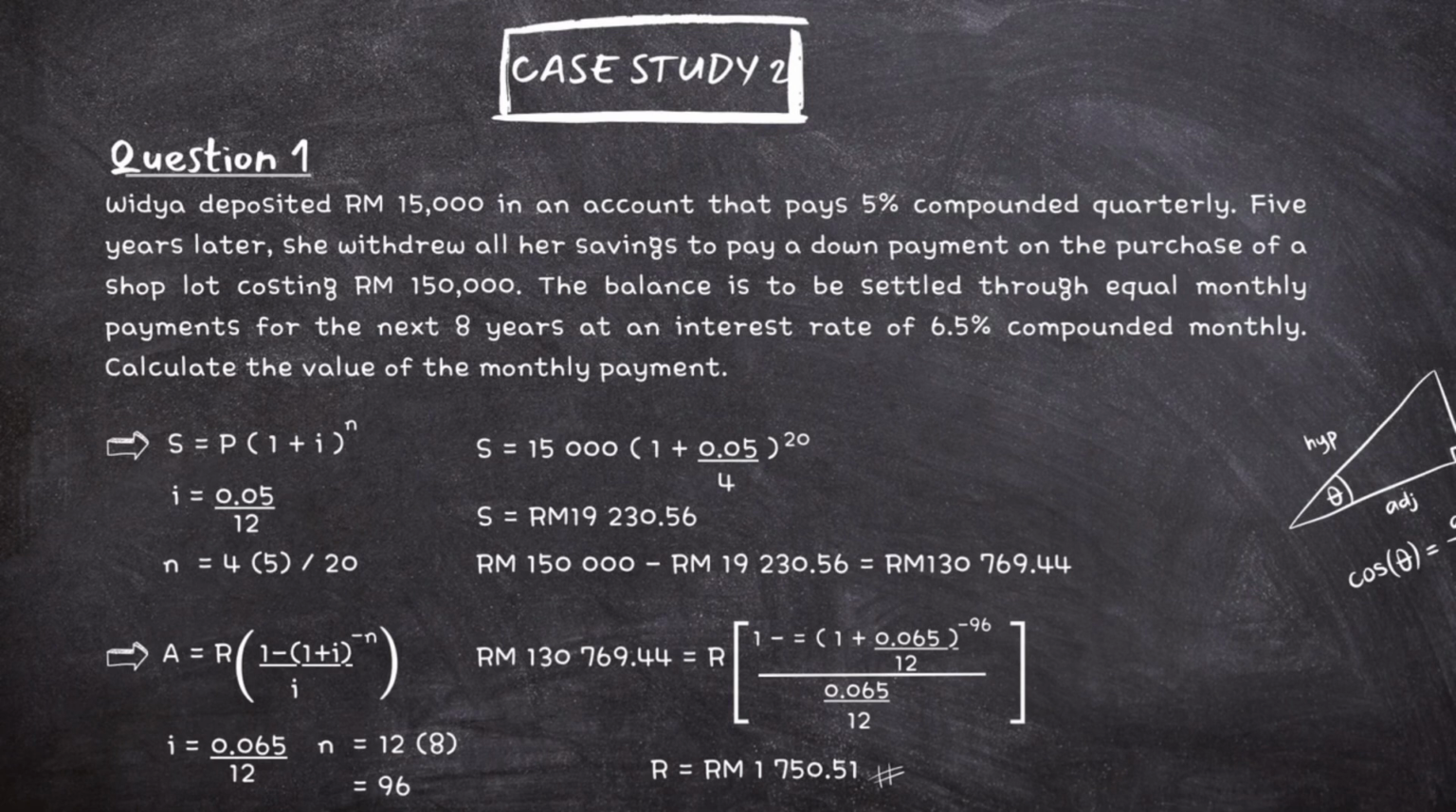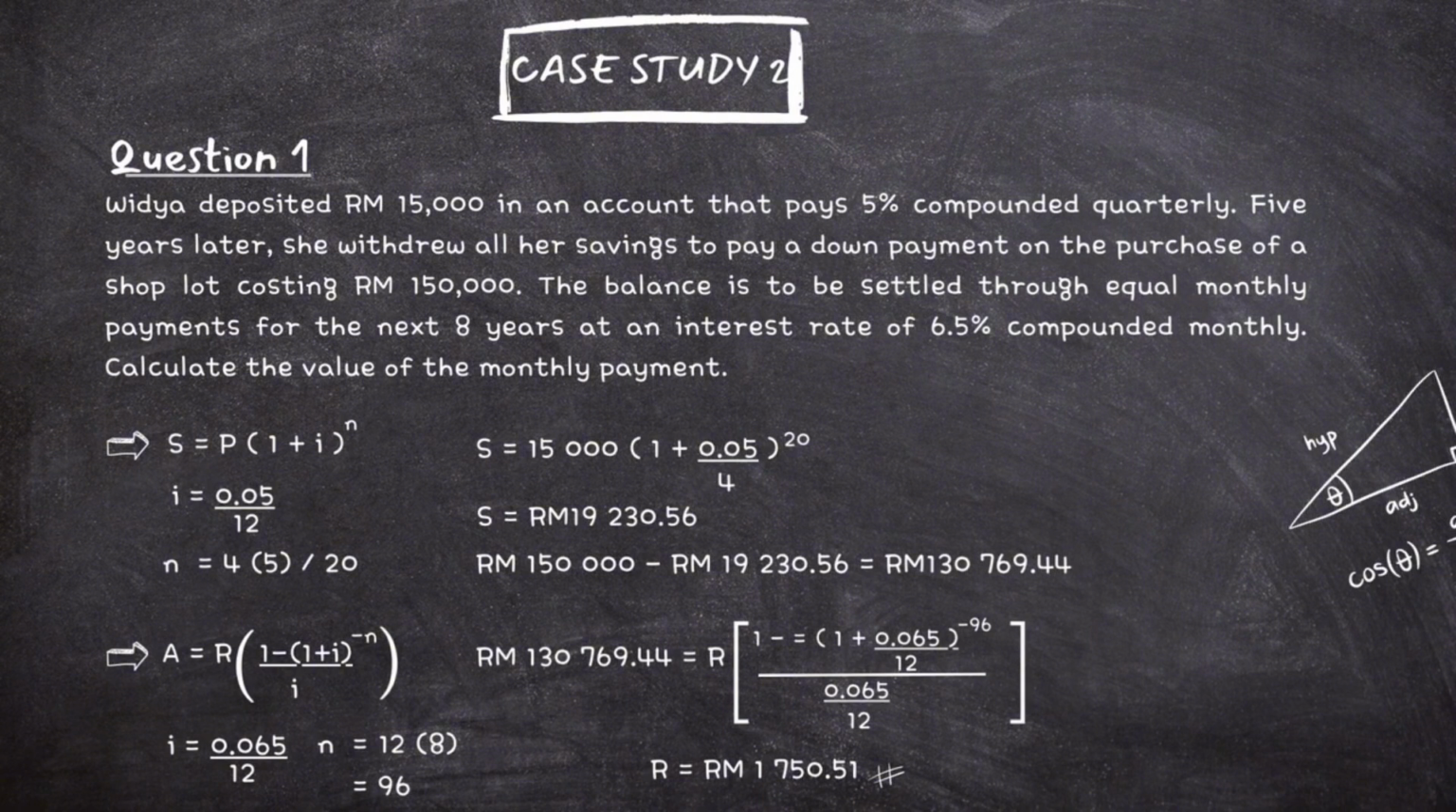192,030 ringgit and 56 cents. So 150,000 minus 192,030 ringgit 56 cents equals 130,769 ringgit 44 cents. After that, we can calculate the value of the monthly payment.